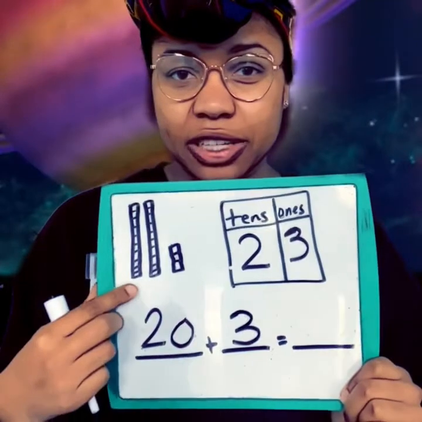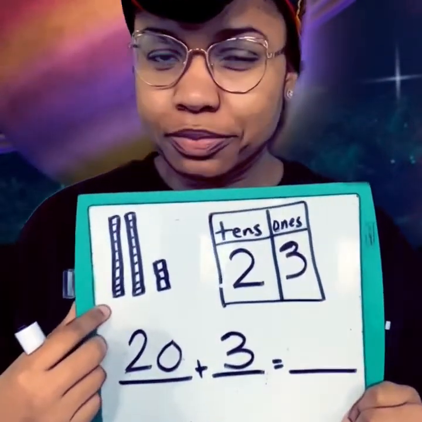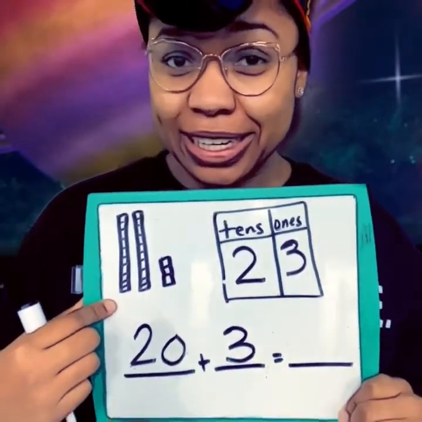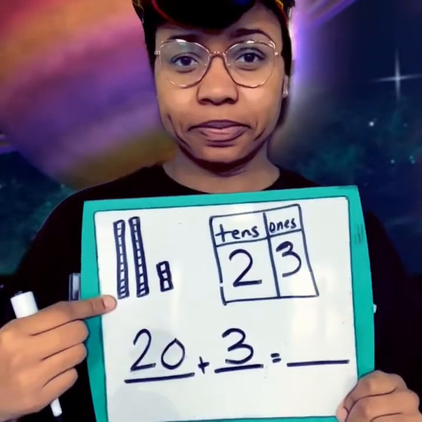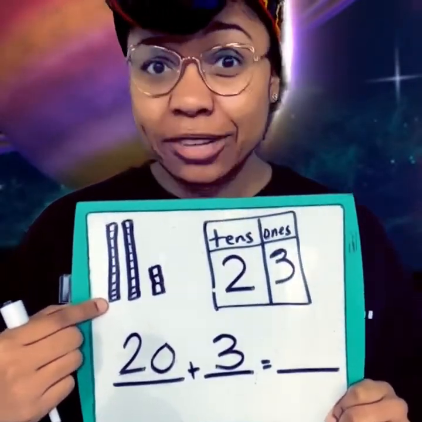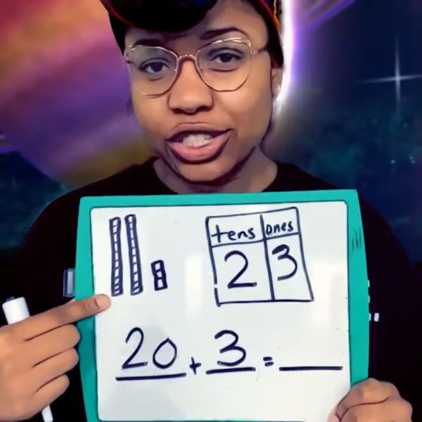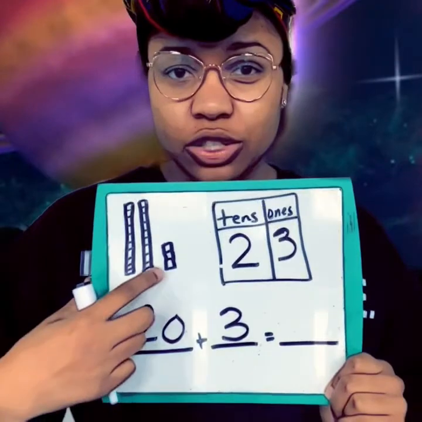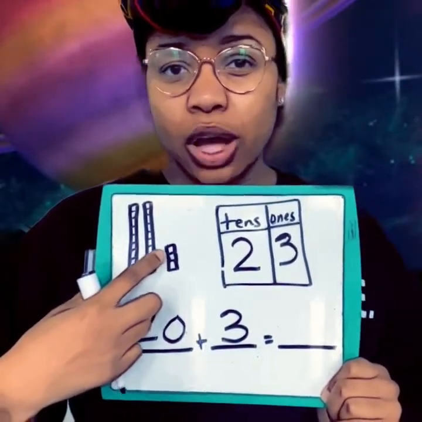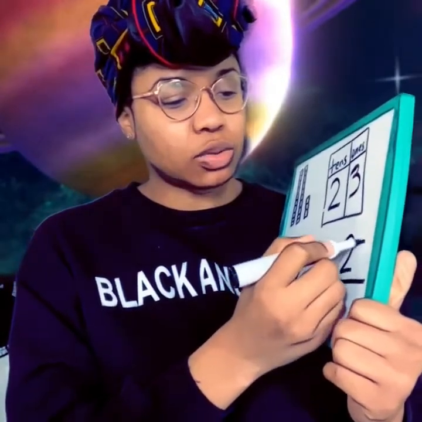So let's count. Get ready. 1, 2. Did I trick you? Did you get tricked? We know that these are groups of 10. So what do we count by? That's right. We have to count by tens and then count on when we get to the ones. So let's try that again. Get ready. 10, 20, 21, 22, 23. So we know that's the same as 23.